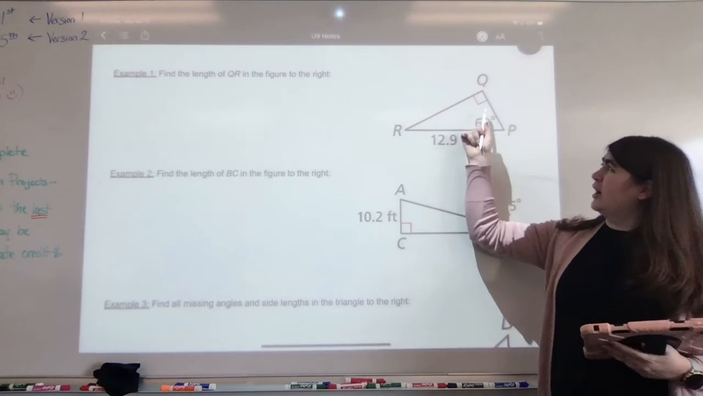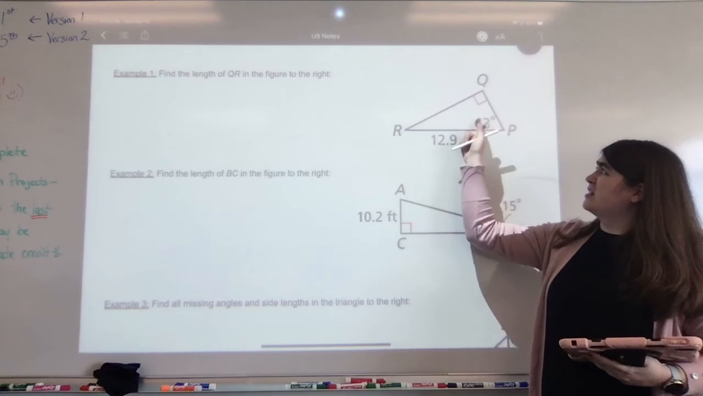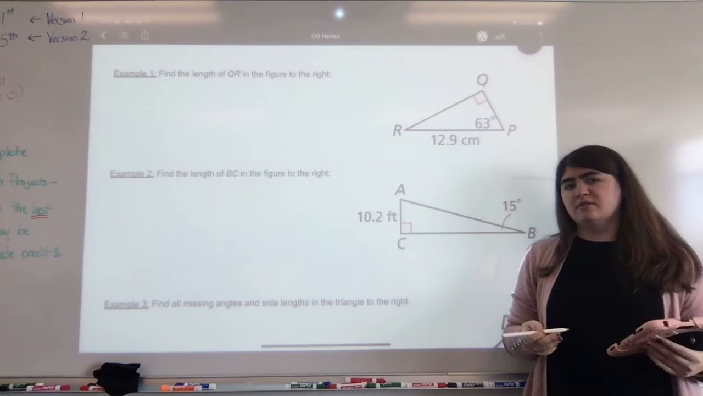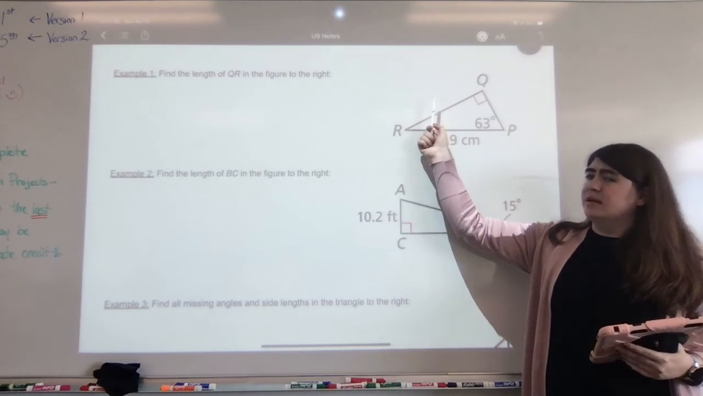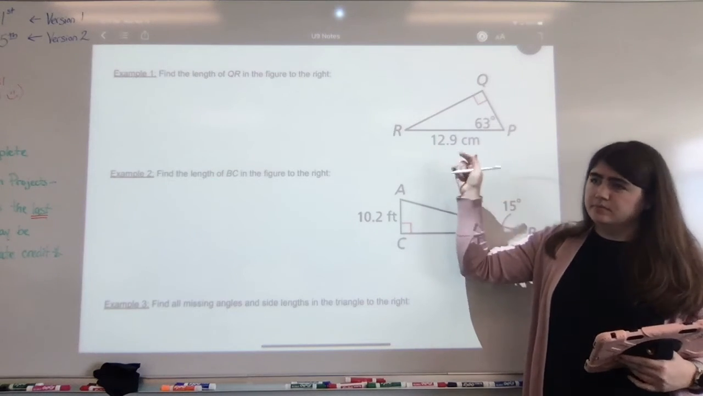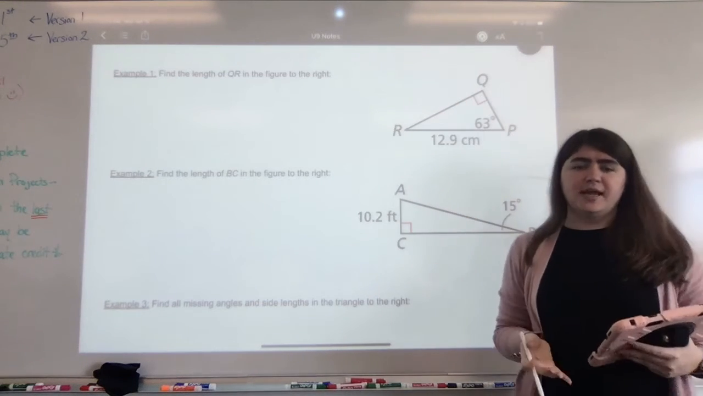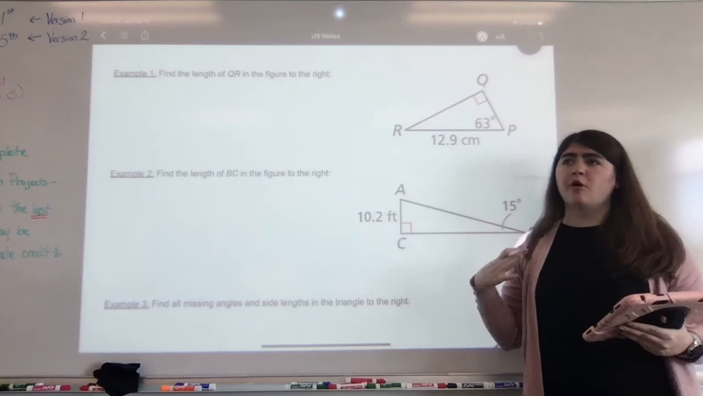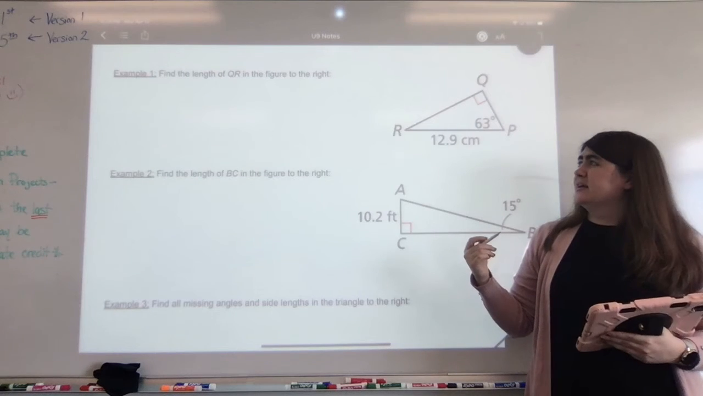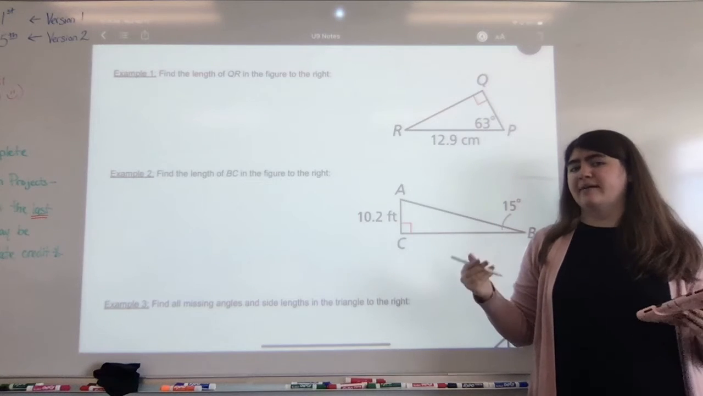So if I'm trying to find QR, and that is on the opposite side of the triangle from this 63-degree angle, then I need to use a trig function that uses the opposite side. And I also need a trig function that uses the hypotenuse because I have that measurement. So 63, the opposite, and the hypotenuse. That sounds like sine. Sine is opposite over the hypotenuse. It can't be cosine because that's adjacent and we need opposite. It can't be tangent because we don't have the adjacent or the opposite, so those don't work. We have to use sine.